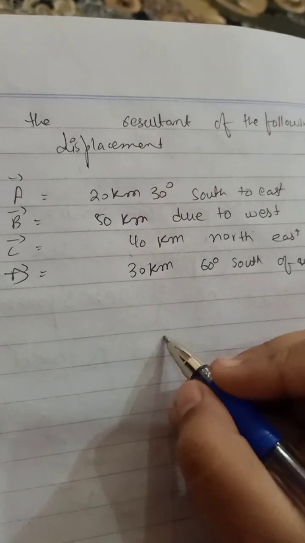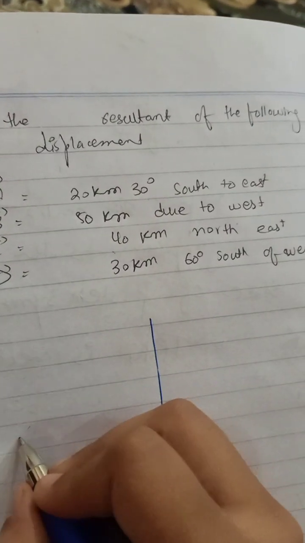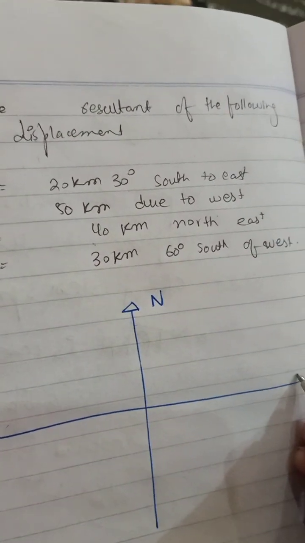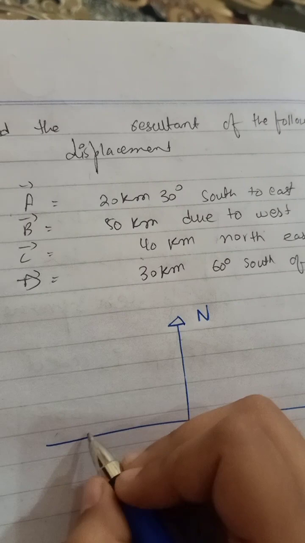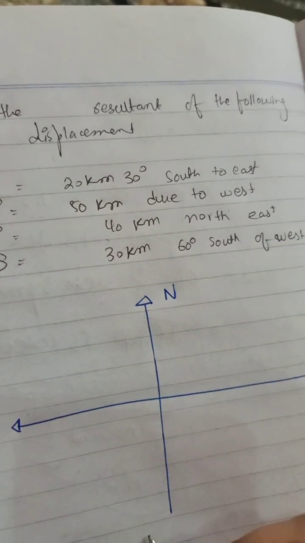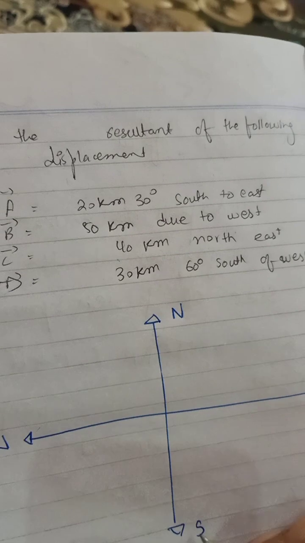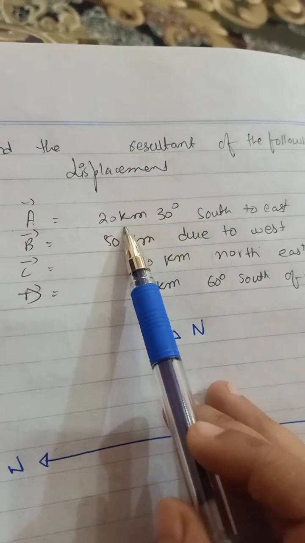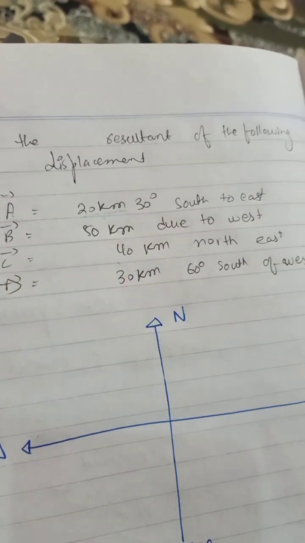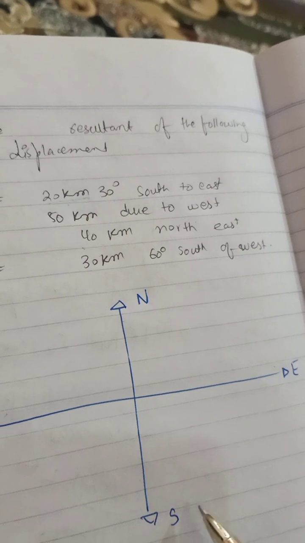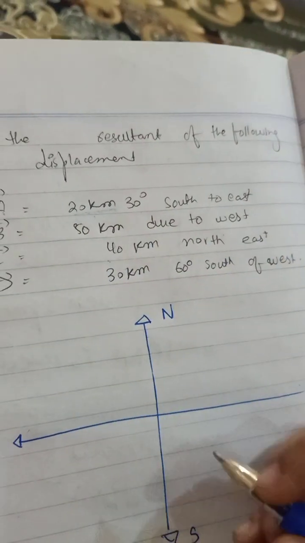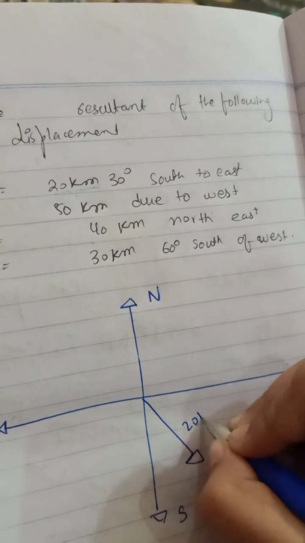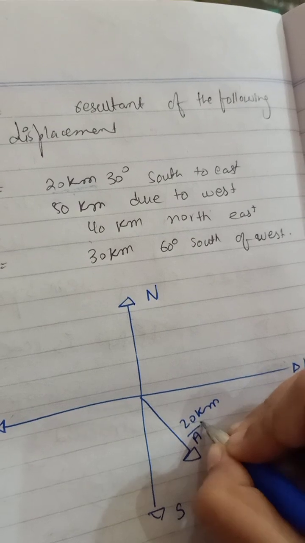So here, as you all know, let me make the directions. This is north, this is east, this is west and this is south. First of all we have vector A, which is 20 kilometers from south to east. This is vector A, 20 kilometers.